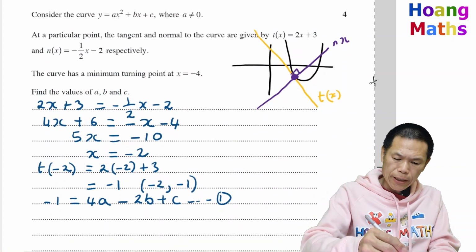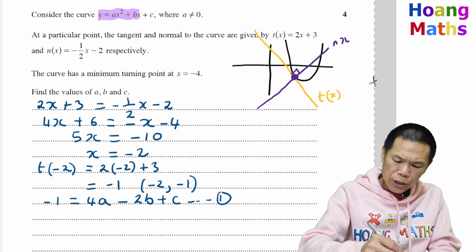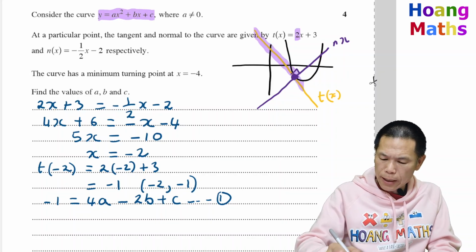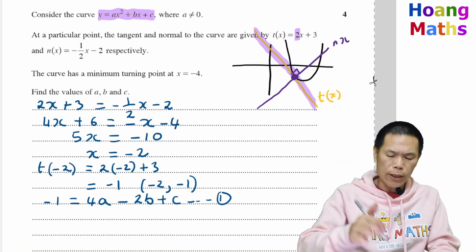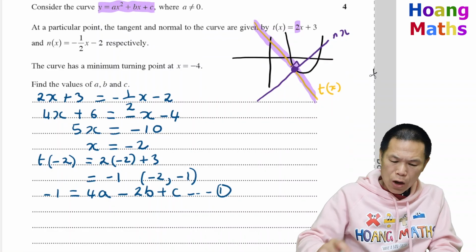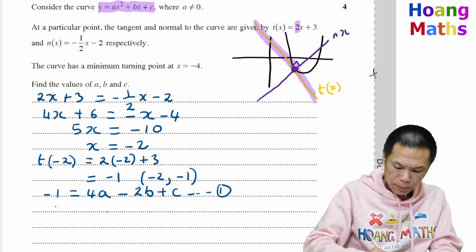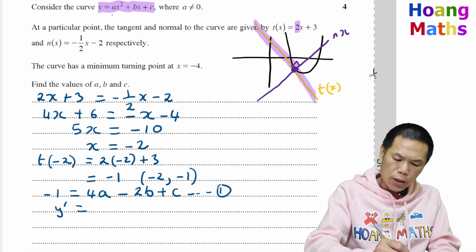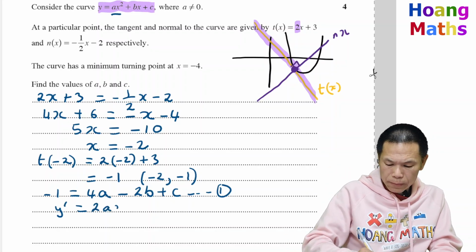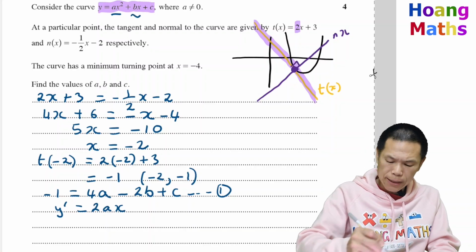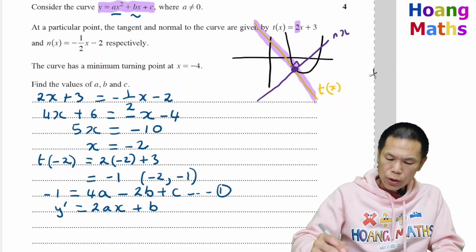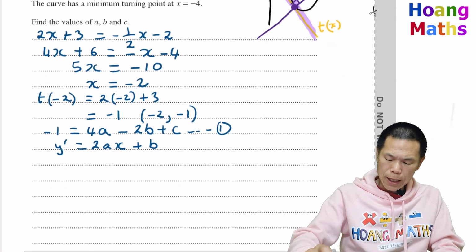And we know that y dash is equal to 2, because t of x is tangent to the curve, so they have the same gradient. So let me just differentiate the curve first. So y dash is equal to the derivative of ax squared, which gives me 2ax, and the derivative of bx gives me b, and the derivative of c is 0. So that is equal to 2. Okay, keep that in mind.